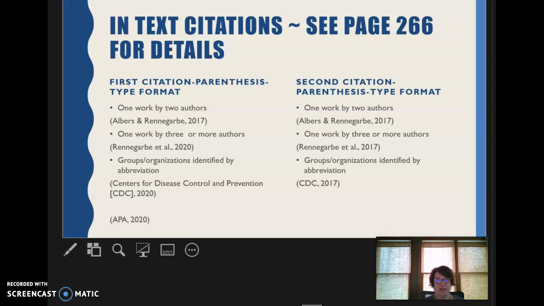So as far as in-text citation, again, there's references in the book, but this is just a depiction of the common ways to do in-text citations, both the first citation and the second citations. So this just gives you an idea.